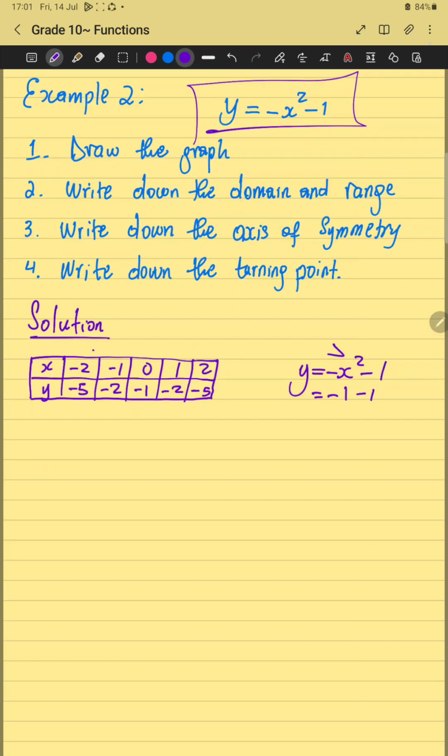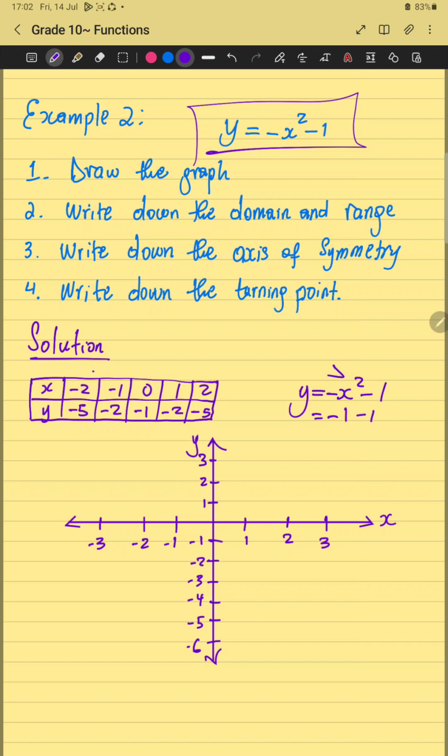Now let me draw the Cartesian plane. This is my Cartesian plane, and then we draw the graph. When x is -2, y is -5. That's over here. When x is -1, y is -2, so it's over here. When x is 0, y is -1, that is over here. When x is 1, y is -2, which is somewhere here. And 2 goes with -5 again, same on the side.